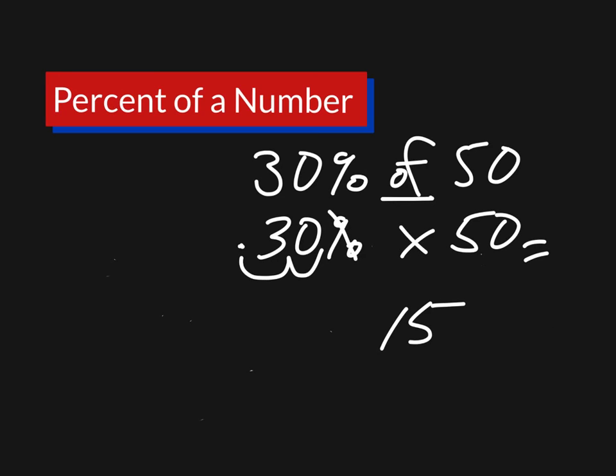Both of these methods actually are exactly the same. It's just that in one you multiply first and then divide, and in the other you divide first and then multiply. And you can use whichever method works best for you.